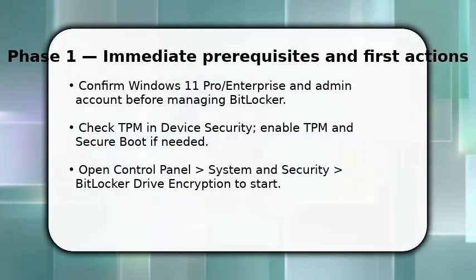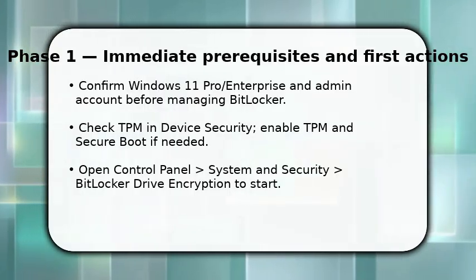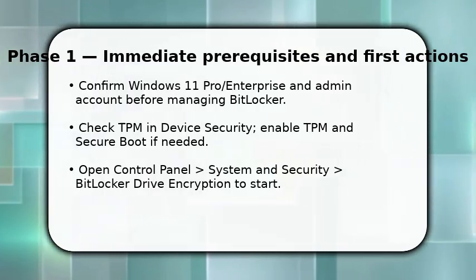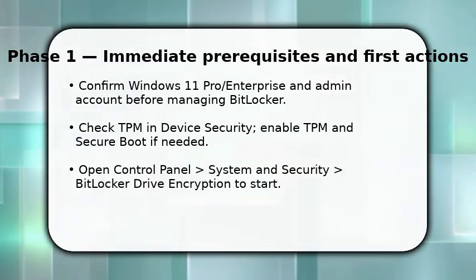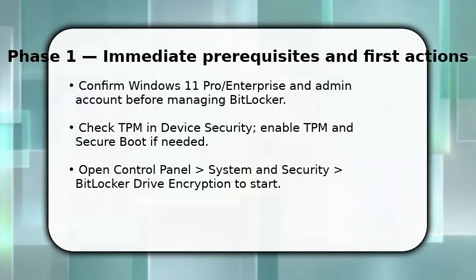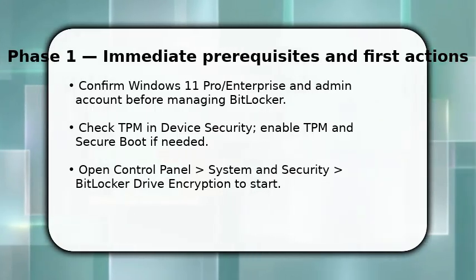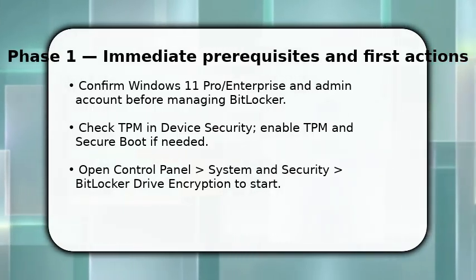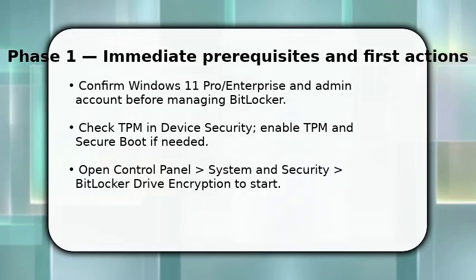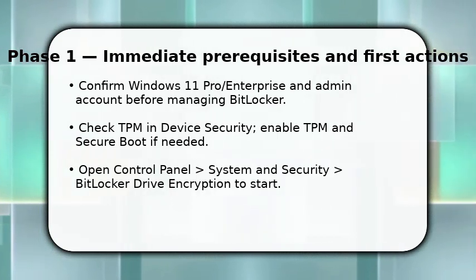You start immediately. Confirm you have admin rights and a compatible Windows 11 edition because BitLocker management requires elevated access. Once done, verify TPM and Secure Boot in device security. BitLocker uses TPM to store keys securely. Make sure your recovery key location is planned, USB, Microsoft account, or printed copy, because you may need it. Then open Control Panel, navigate to System and Security, and click BitLocker Drive Encryption to begin the setup process.